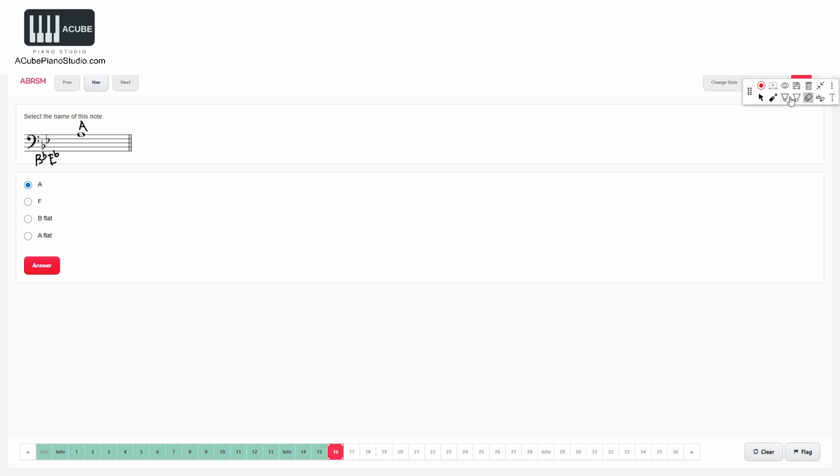Then you can also remember it as when you have bass clef, the spaces are all cows eat grass, right? So if this is G, then one note higher is A. Okay, so this note is A.